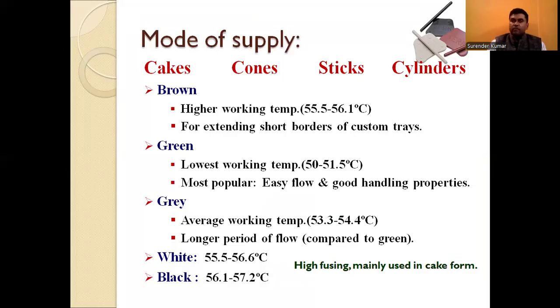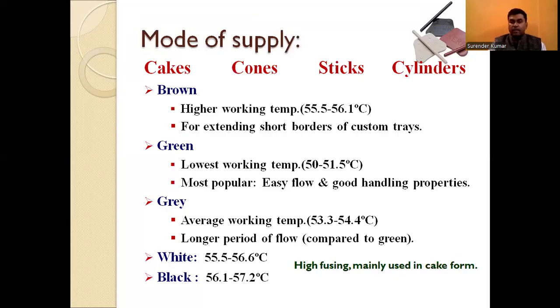So they are supplied in the form of cakes, cones, sticks, and cylinders. And they are also available in different colors, like the brown color. They have higher working temperature, like 55 to 56 degrees centigrade. They are used for extending short borders of the custom trays.